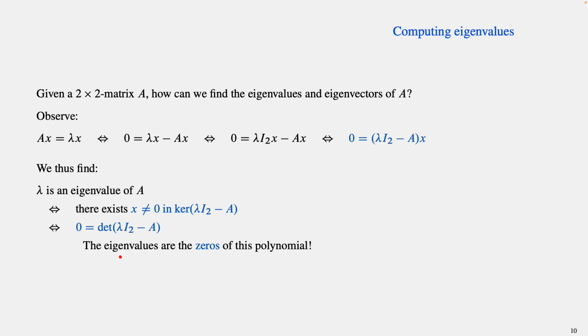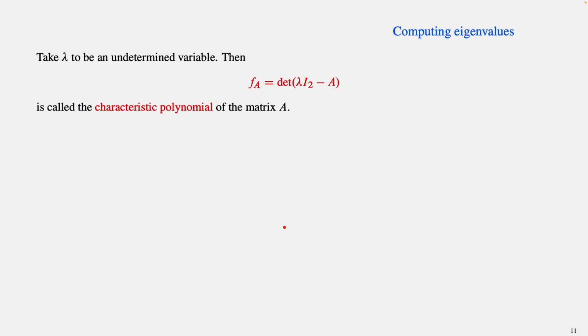And this is true precisely for the zeros of this polynomial here. So these are the eigenvalues: the zeros of the polynomial determinant of lambda identity minus A. It might be a bit confusing to hear about some polynomial now, so let me introduce this properly. Let's take lambda to be some undetermined variable. And then the expression which I call f index A, the determinant of lambda times identity minus A, is called the characteristic polynomial of the matrix A.